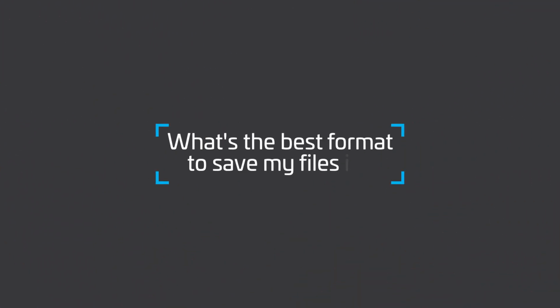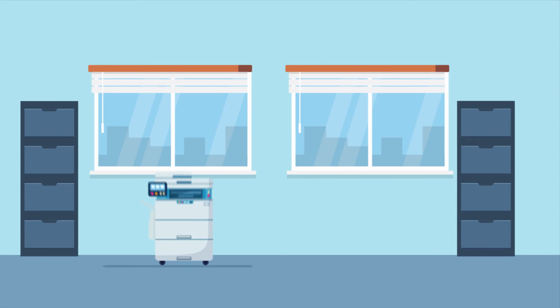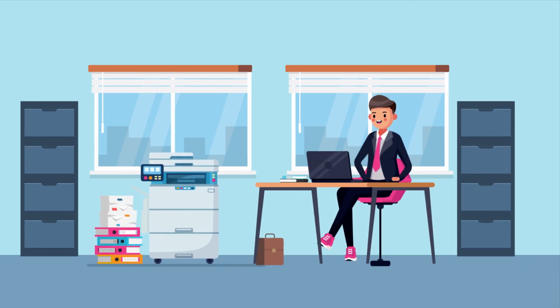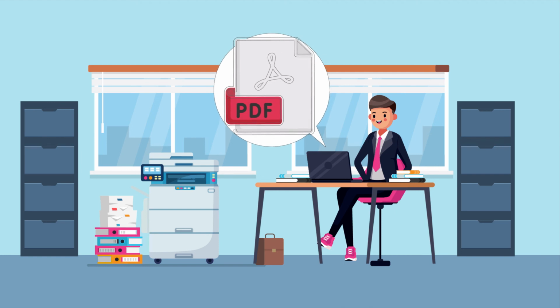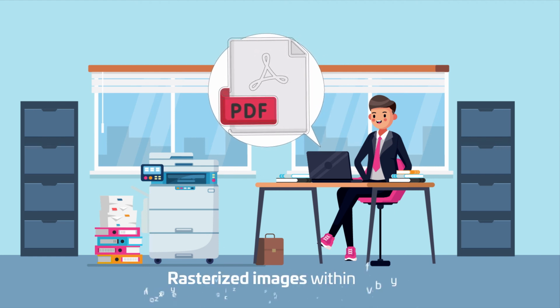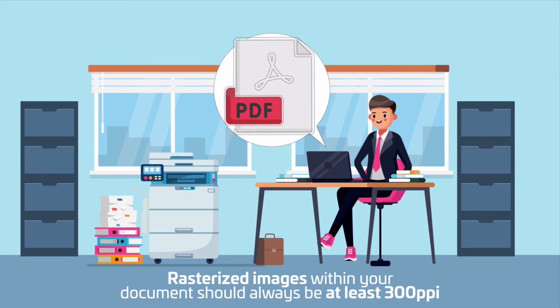What's the best format to save my files in? If you're trying to provide high-quality files for print, we recommend saving your files as PDFs, with all the transparencies flattened. All the fonts in your document should be outlined and overprint should be turned off. And rasterized images within your document should always be at least 300 PPI.